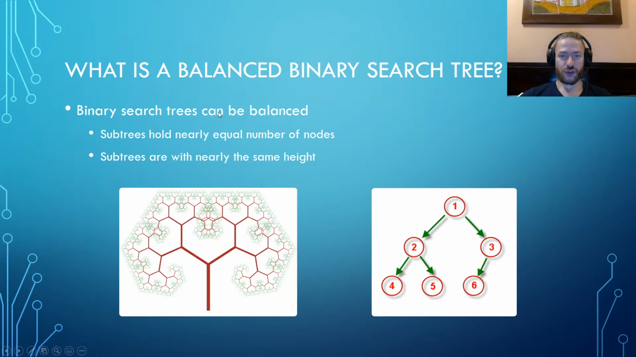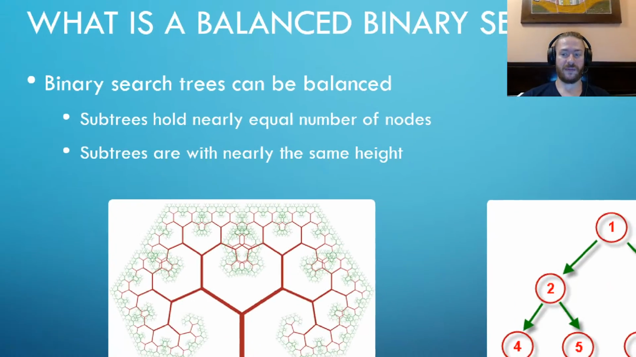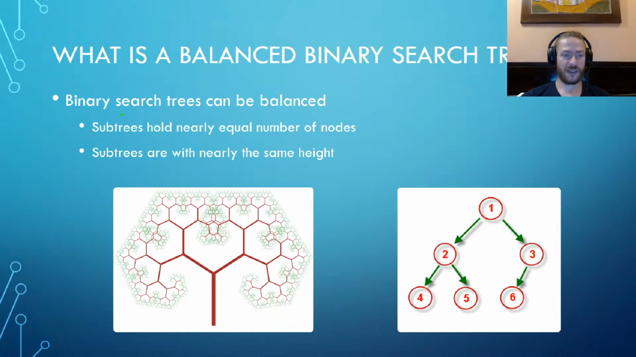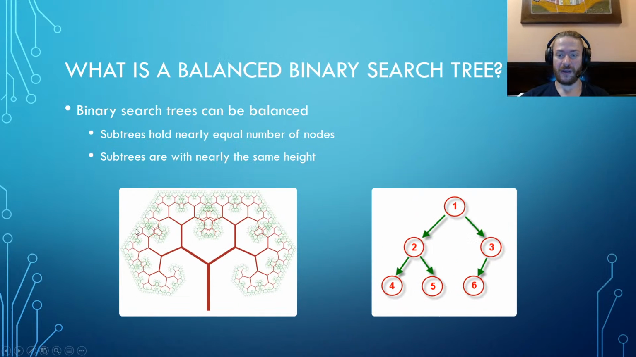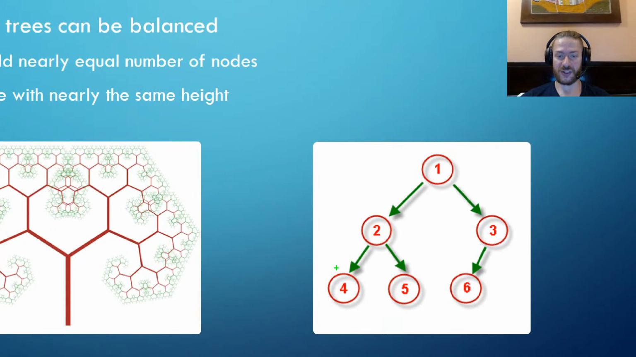A binary search tree can be balanced. And what it means to have a balance is that subtrees hold nearly equal number of nodes. For example, this one. If we take a look at this subtree and this subtree, we have a nearly equal number of nodes, 3 here and 2 here. If we take a look at this tree and this tree, we have an equal number of nodes, 1.